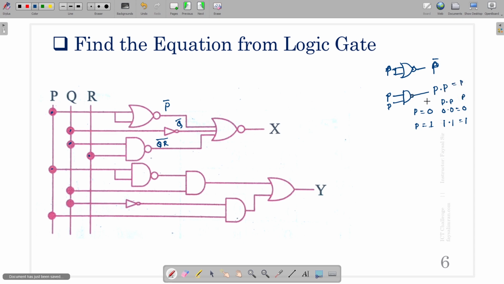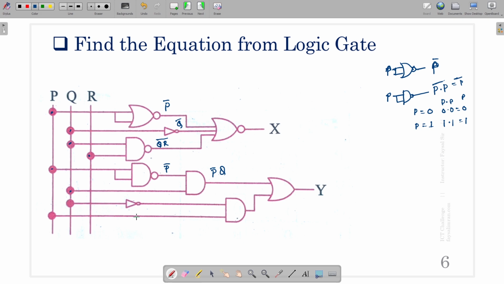If I place here a NOT gate, that means you will get P into P whole bar. That means you will get P bar. So also we don't need to write two times. So we can add this line. So you will get P bar. So that means if I input P to this NAND logic gate, you will get P bar, same as a NOR logic gate. So here we have another input, Q, and this input is P bar. So the result is P bar into Q.